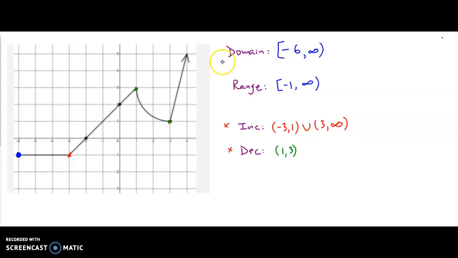So the range is the only time that we use y values in the interval, right? Domain uses x, increasing and decreasing uses x. Okay? So hope that was helpful.